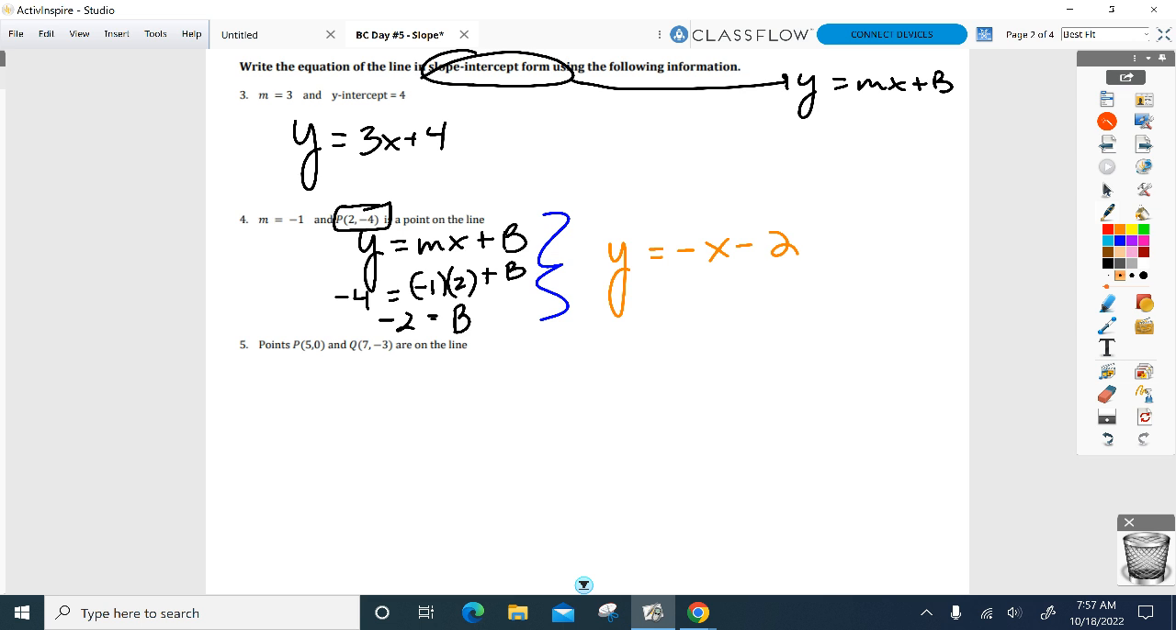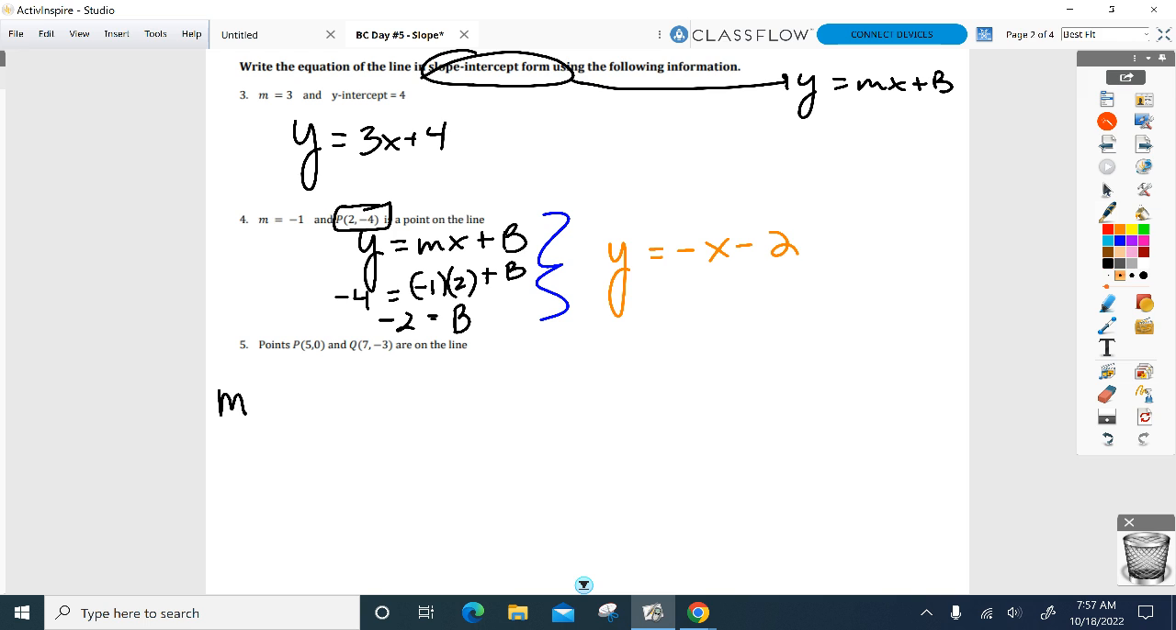Good? Any issues? All right, what if I give you neither one? You don't have slope or the y-intercept. So number 5, I'm giving you 2 points on the line. We don't have either, right? I don't have the slope or the y-intercept. Let's start with the slope first, though. Finding the slope.